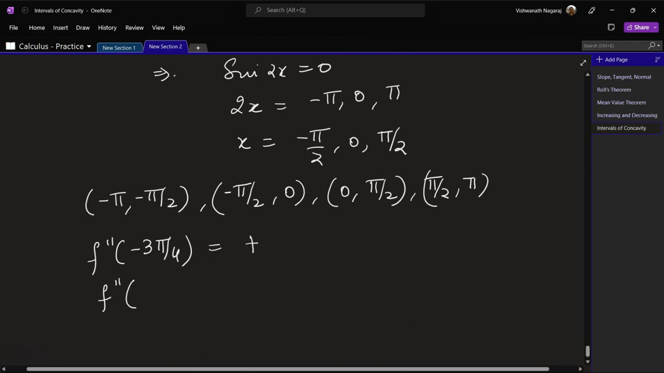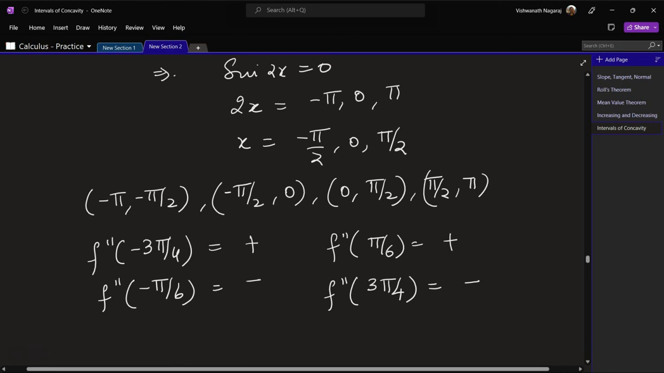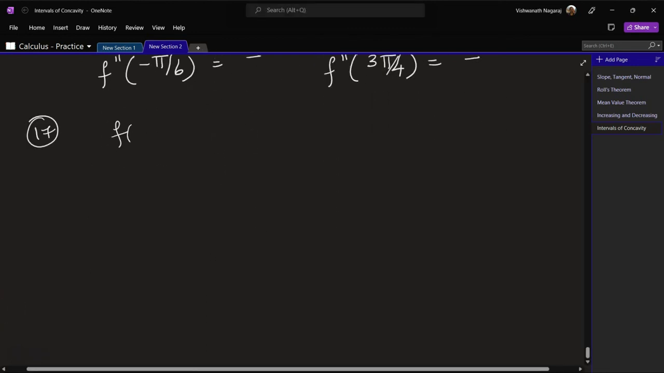Similarly, f double prime of minus pi by 6 is equal to a negative value. f double prime of pi by 6 is equal to a positive value, and f double prime of 3 pi by 4 is equal to a negative value. So which means this is going to be concave up, concave down, concave up, concave down. Now let's look at the 17th problem. f of x is equal to x plus 2 by x minus 1 whole square.